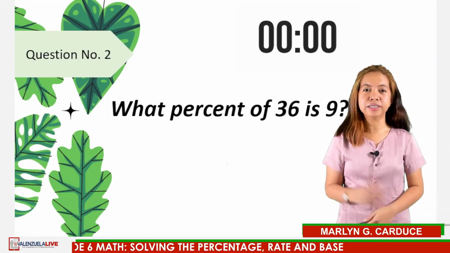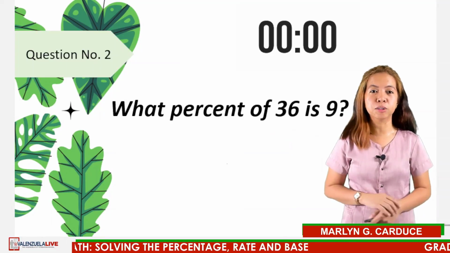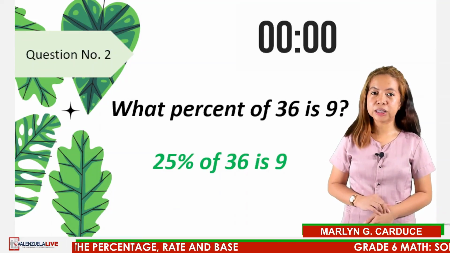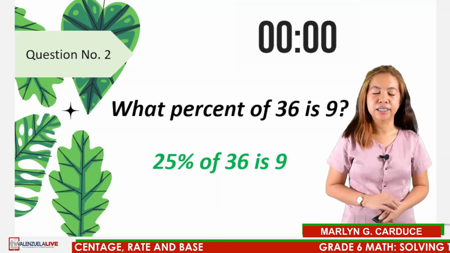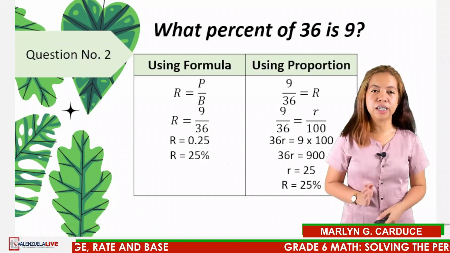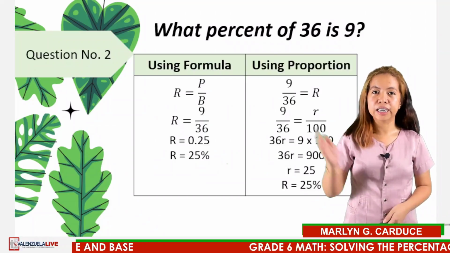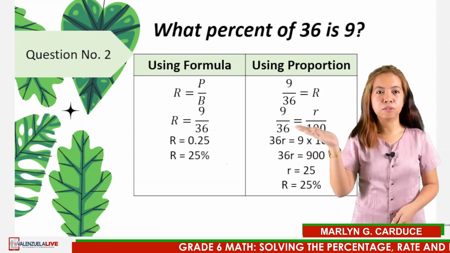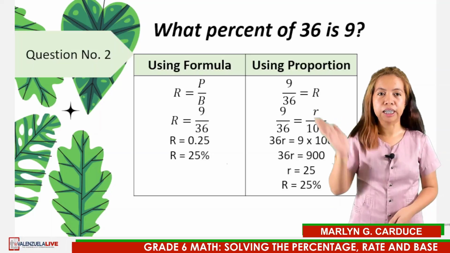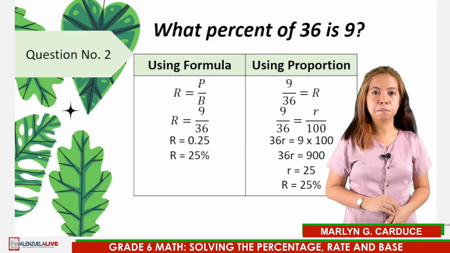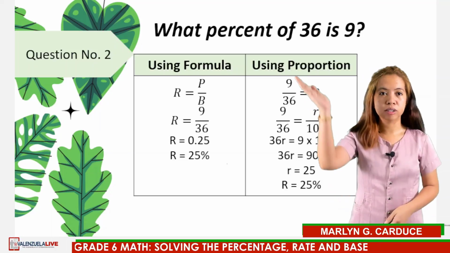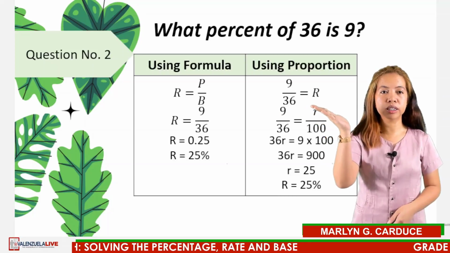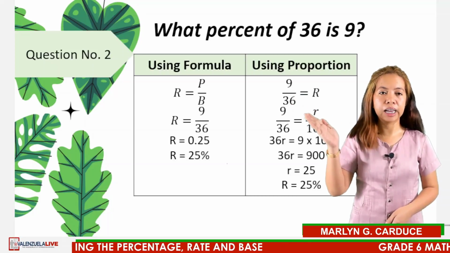Okay, time's up. Since the question is what percent, we're looking for the rate. And the answer for that is 25% of 36 is 9. So let's take a look at how we get the 25%, using again the two different ways, using the formula and using the proportion. So let's take a look at using the proportion. Substitute all the values of the percentage and the base. So our percentage will be 9 and our base will be 36. To solve for the rate, all we have to do is divide 9 by 36.